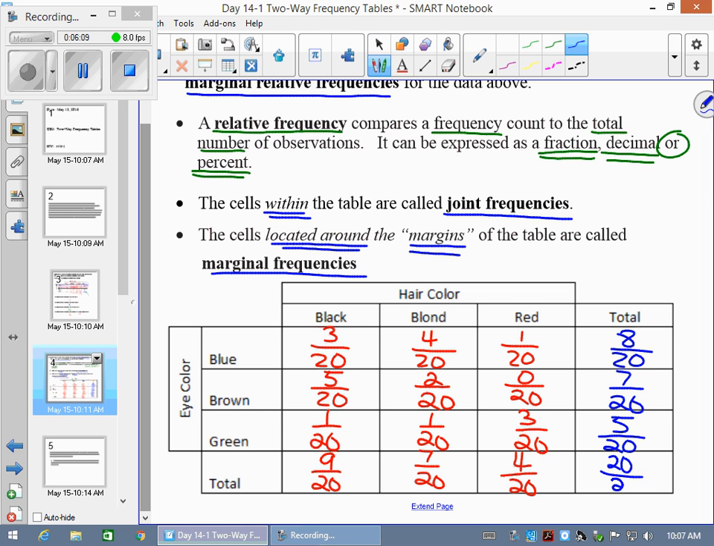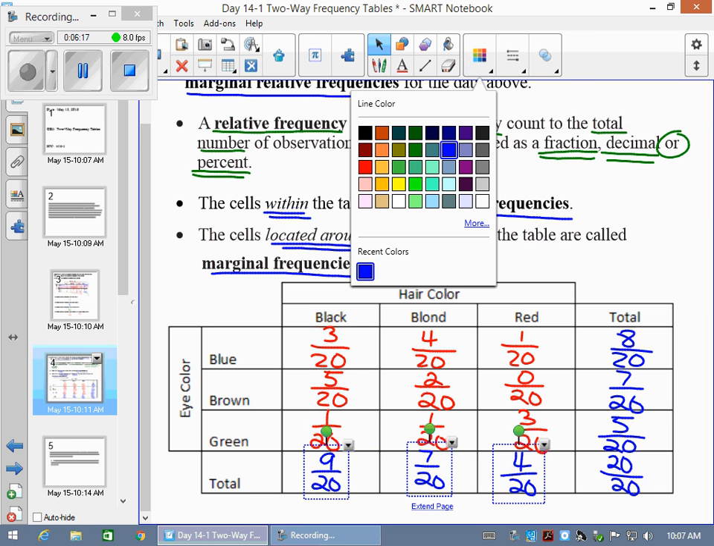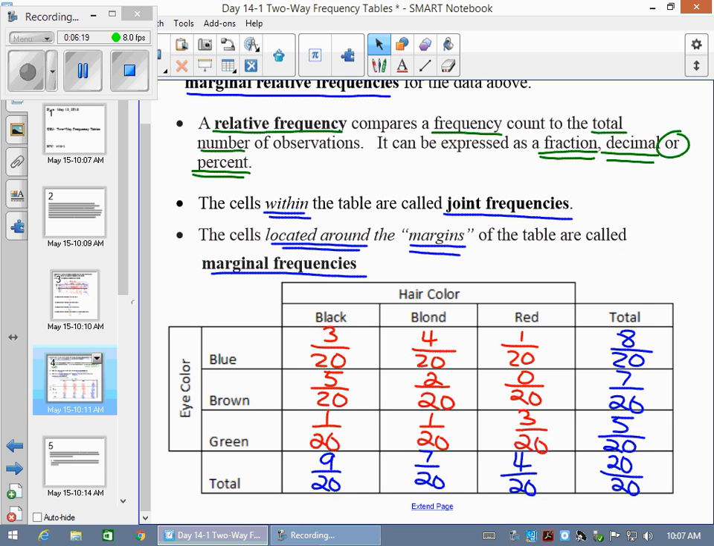And I just realized something down here. All of these are also in my margins, so let me make those blue. So everything in blue, everything in the margin, is a marginal relative frequency, and everything inside in red is called a joint relative frequency.